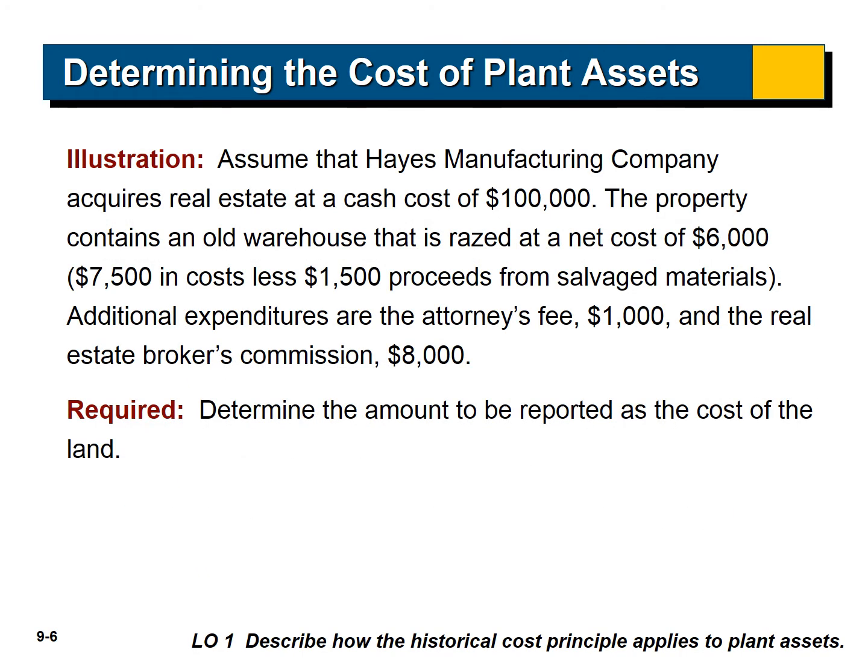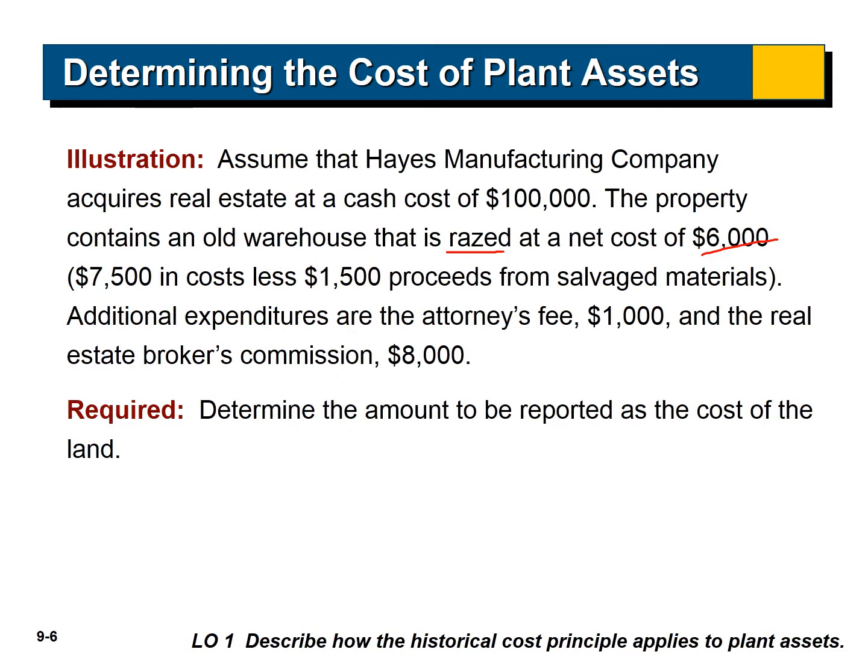Assume Haynes Manufacturing Company acquires real estate at a cash cost of $100,000. The property contains an old warehouse that is razed. By the way, razed spelled this way means torn down. R-A-I-S-E-D is raised as lift up, but when you say it this way it means torn down. So it's a warehouse that is torn down at a cost of $6,000, which is $7,500 in cost and $1,500 from salvage materials. Additional expenditures are the attorney's fee $1,000 and the real estate commission $8,000.